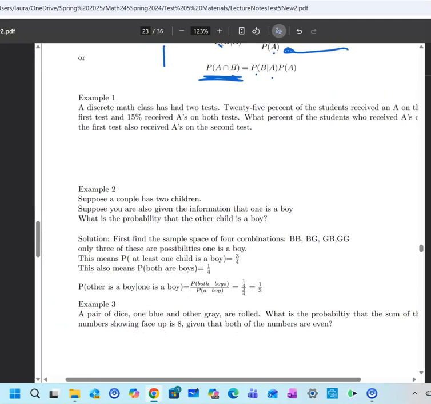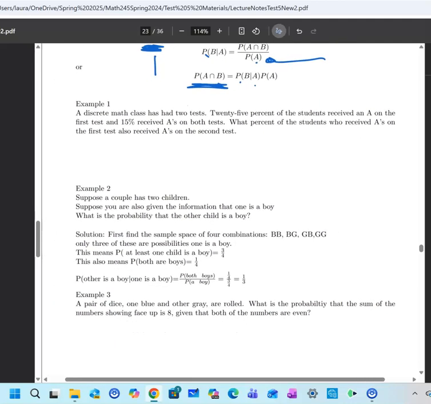We've got two tests: 25% received an A on the first test, and 15% on both tests. Let's see what they're asking. What percent of the students who received an A on the first test also received an A on the second test? I read that wrong the first time. So I'm looking for the probability of an A on the second test given that they got an A on the first test.